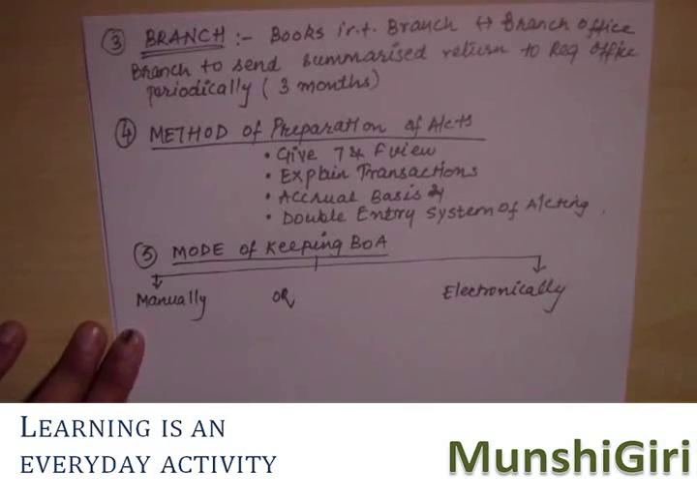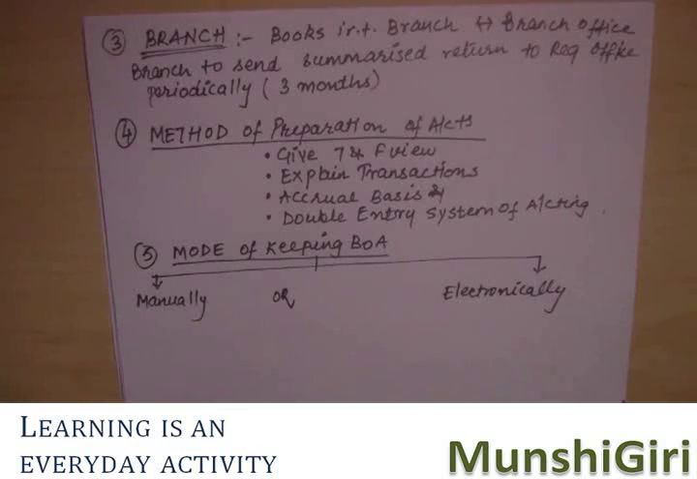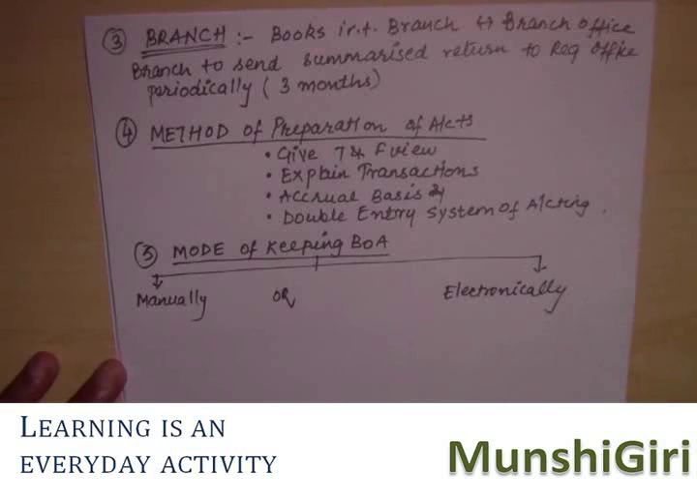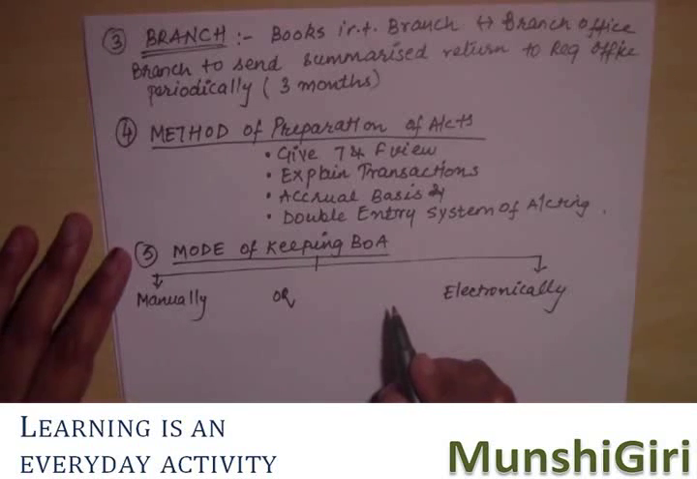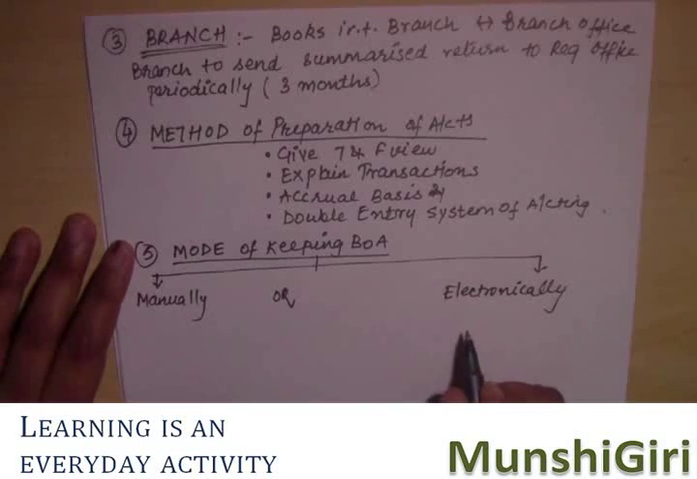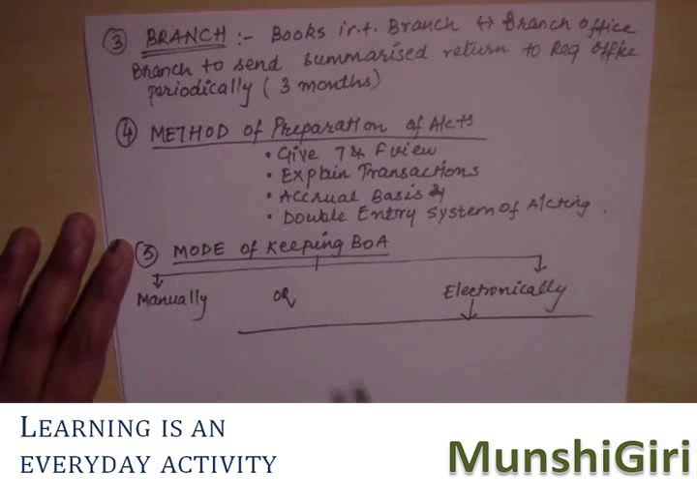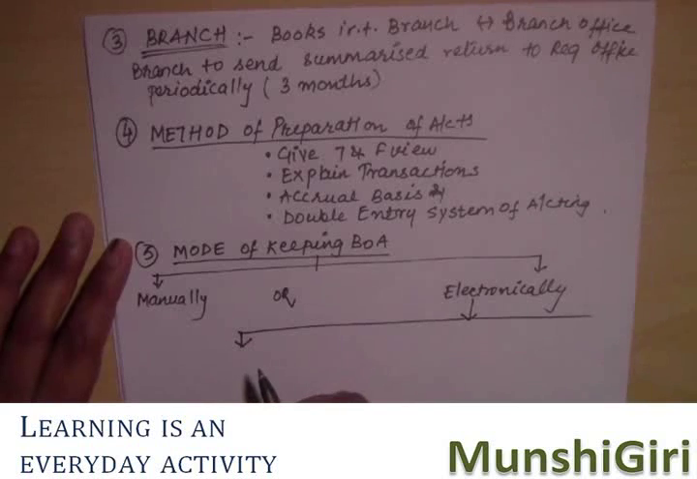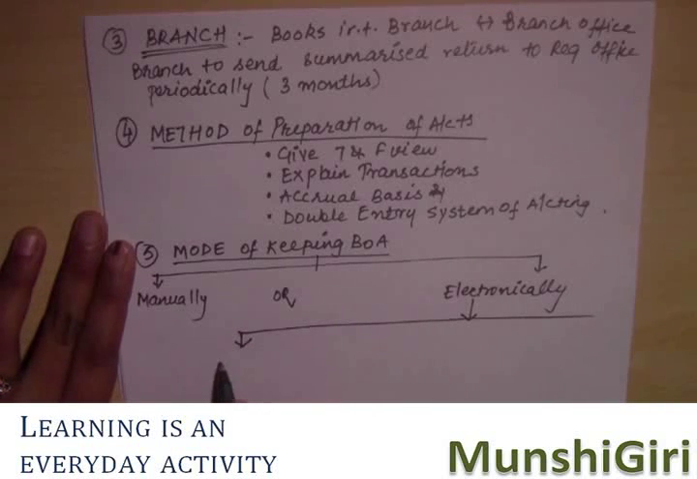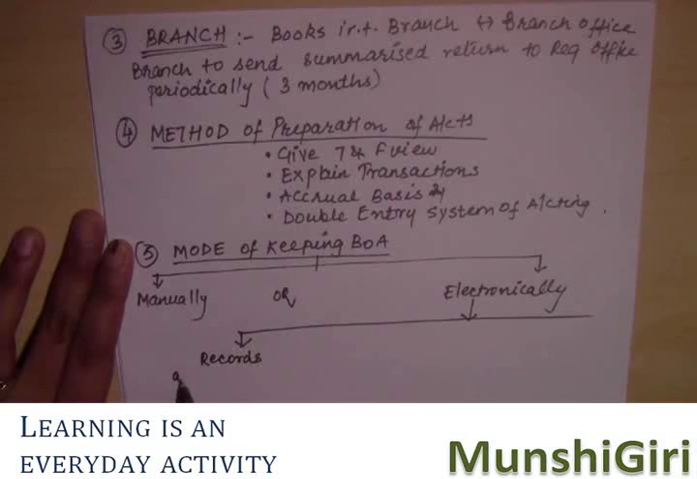But if the company keeps the books of accounts in electronic mode, then it has to take care of certain things. The first thing is that the records shall remain accessible in India so as to be usable for subsequent reference. The first point is the records shall be accessible in India.